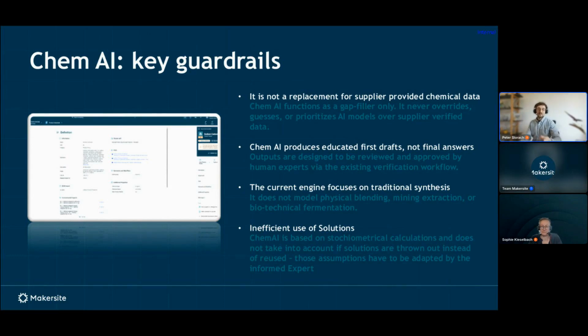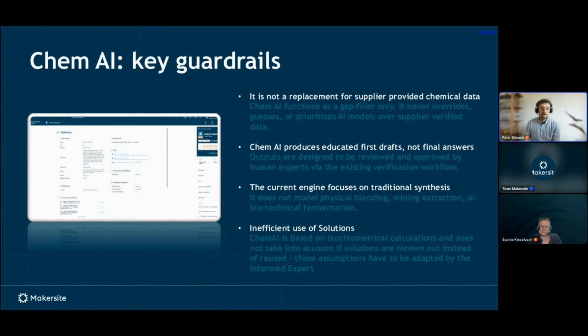ChemAI provides an educated first draft and not a final answer. As I said, you can consider it as a research assistant to say, this is how a chemical is most likely to be produced. But as we know with AI, it can come up with some spurious answers. So you want to make sure we have a human expert in place to say, yes, the outputs from this process are realistic and they are correctly mapped. So we're not using any of these results blind. We're using it as a first draft to save a lot of desk research time on researching these chemicals.